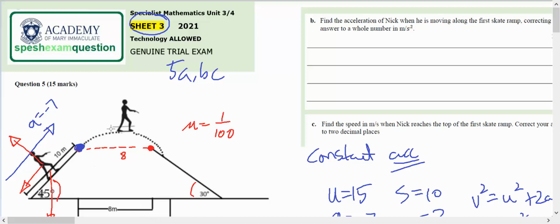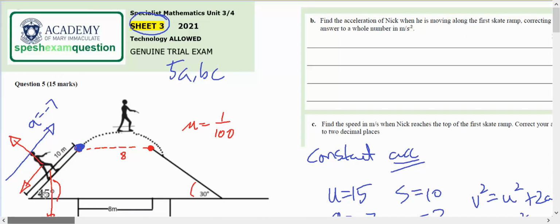So this is sheet 3, question 5D. And it says, show that Nick can land safely on the second ramp. Okay, so we've got the situation where when Nick is in this position, so when Nick is here, he's got an acceleration of -7. He's got a velocity of 9.22 going in that direction.